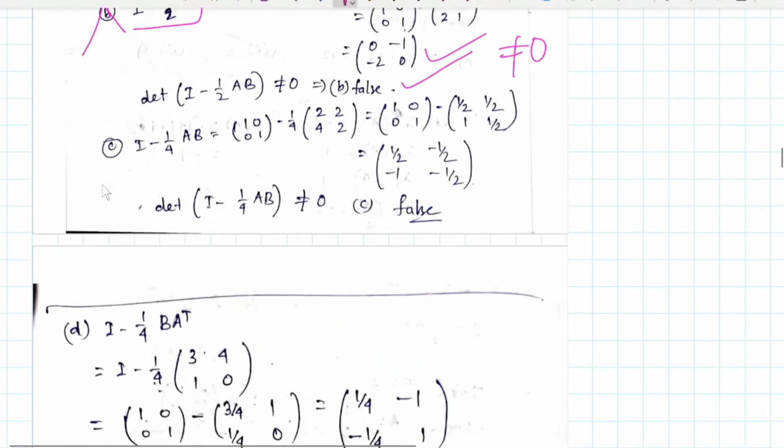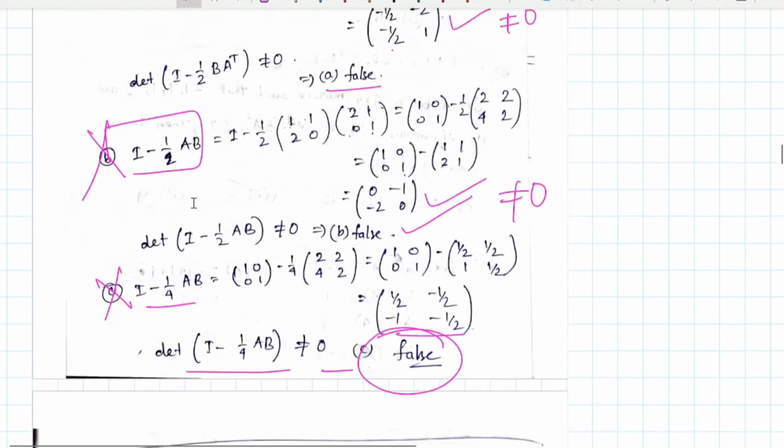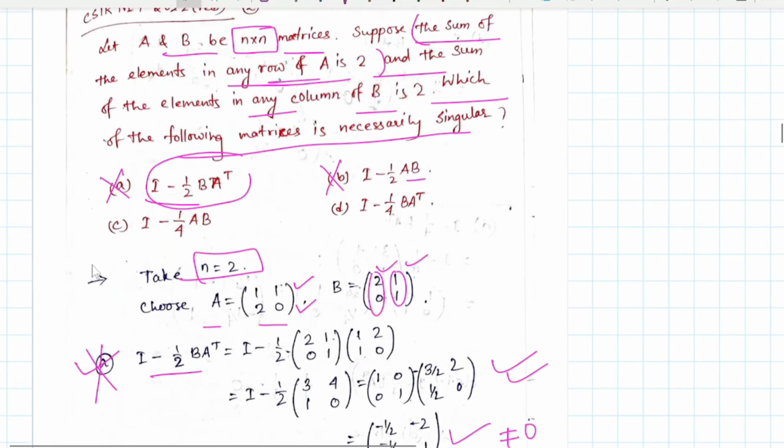Okay, so C equals I minus 1/4 AB, this is equal to this matrix, and its determinant is not equal to 0, that means option C is also false. Option C is false, and option D is clearly the true option.